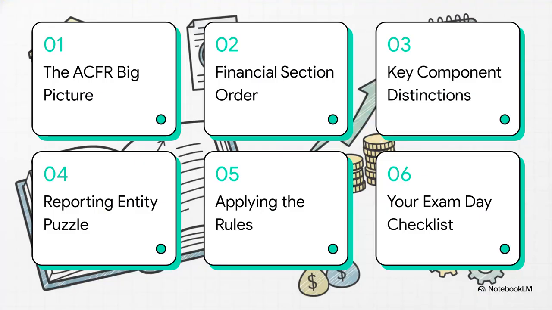All right, here's our plan of attack. We'll kick off with the big picture, then we'll drill down into the non-negotiable order of the financial section. After that, we'll get into the key distinctions between the components, solve that reporting entity puzzle, apply the rules with a great example, and then wrap it all up with your exam day checklist.